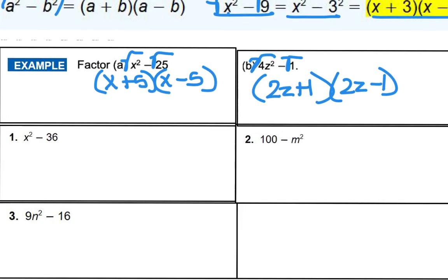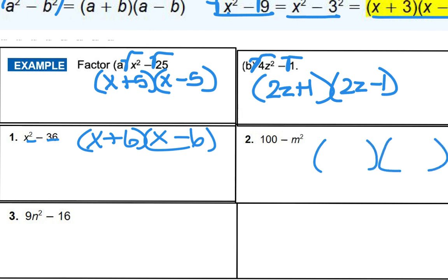All right. Let's go on. You can pause this and work it and then see if you're getting it right. So, taking the square root of these, right? One's going to be plus and one's going to be minus. So, x, square root of x squared is x, square root of 36 is 6. One's plus and one is minus. Square root of 100 is 10, because 10 times 10 is 100. Square root of m squared is m, because m times m is m squared.